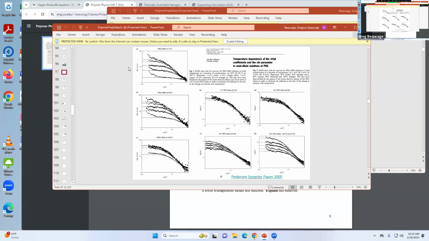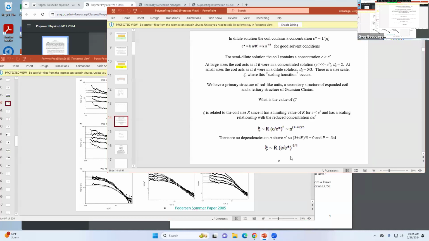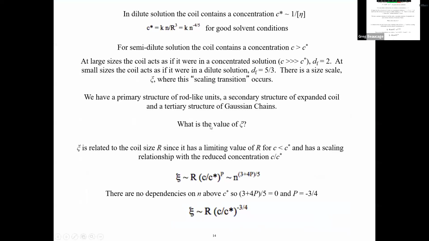This is intensity divided by concentration. Then going up in concentration, you can see exactly what happens to the data, right? So this blob size is something you can measure. You can get that thing there. Anyway, this is the blob. That's the blob we're talking about, this concentration blob.